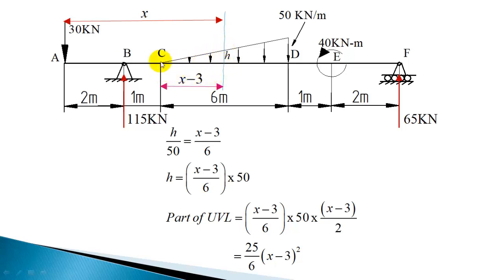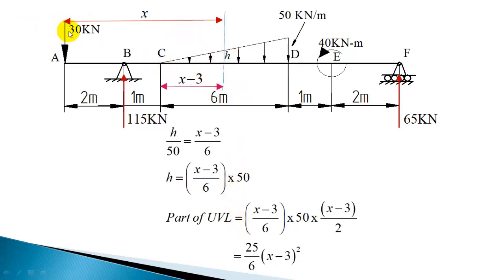You can use the similar triangle method to calculate this h. I am considering two triangles, one is this small triangle and the other one is the bigger triangle. So h divided by this intensity 50 is equal to x minus 3 divided by 6. The ratio of similar sides, h divided by 50, is equal to x minus 3 divided by 6. From that you get h as (x minus 3) by 6 into 50. So that is the intensity at a distance x.